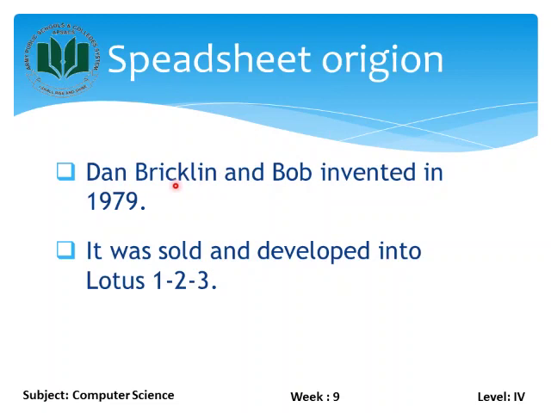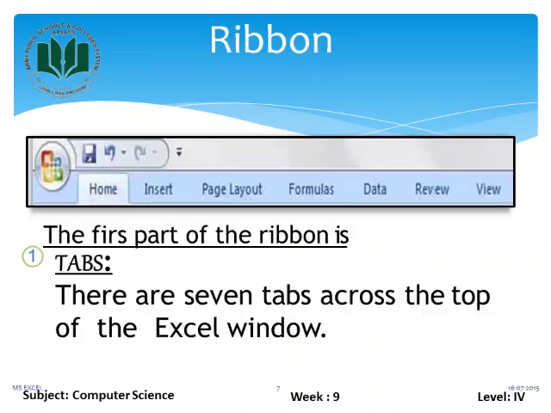Spreadsheet origin. Dan Bricklin and Bob Frankston invented it in 1979. It was sold and developed into Lotus 123.